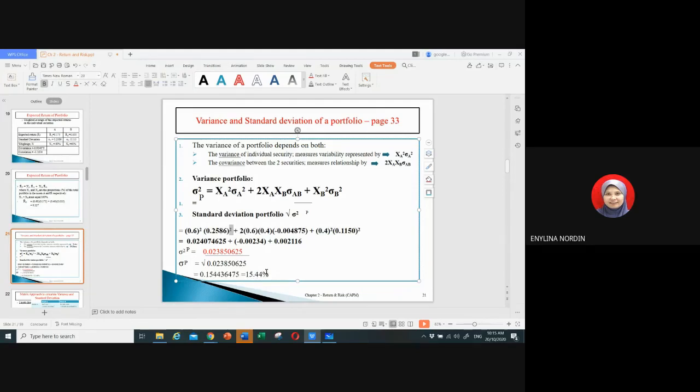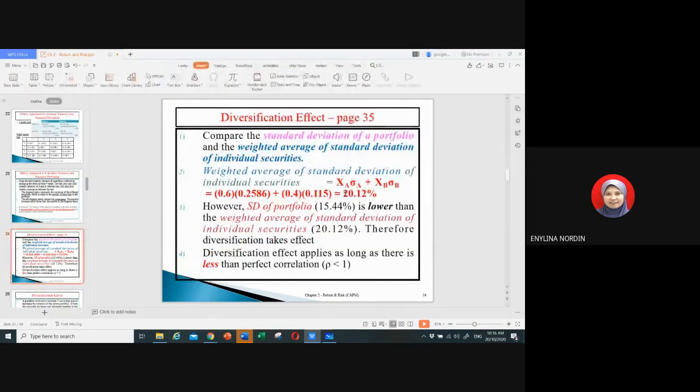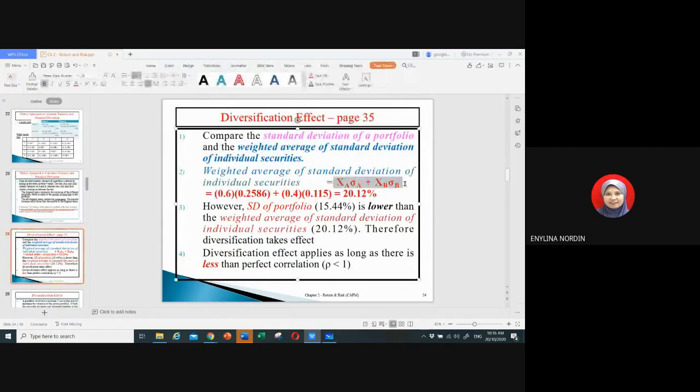15.44%. Okay, right. Let's say you simply calculate the variance and standard deviation of the portfolio by the weighted average of the individual standard deviations. So you look at this one. Tengok dekat sini ni yang saya kata tadi. Kalau you guna formula ni untuk kira standard deviations of the portfolio, you are wrong.